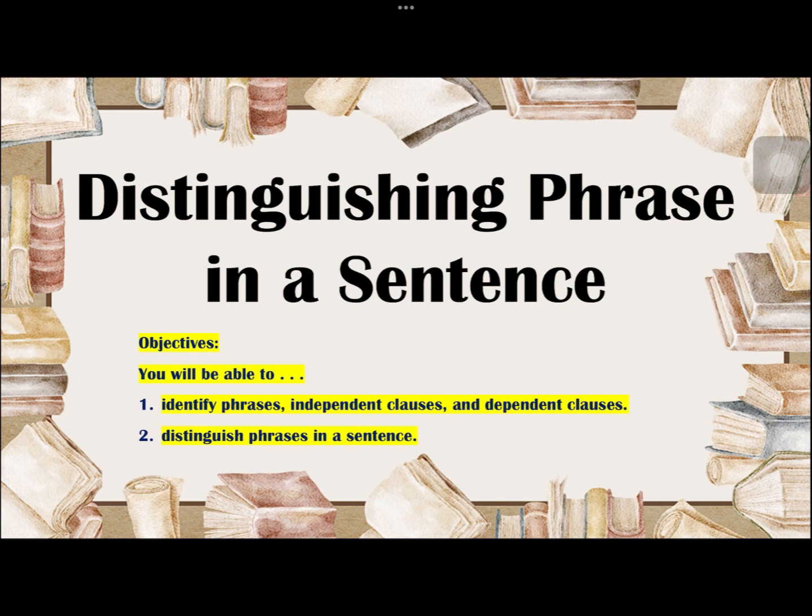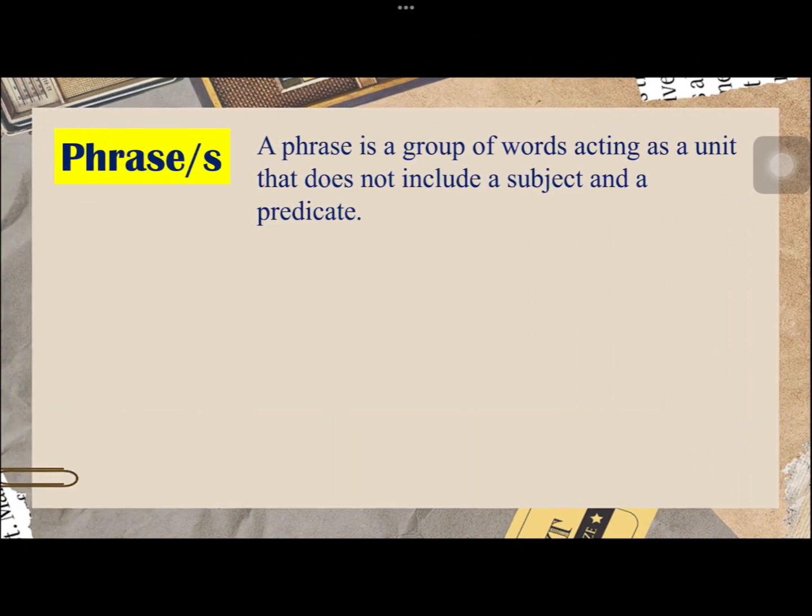First, identify phrases, independent clauses, and dependent clauses. Lastly, distinguish phrases in a sentence. So it's not only about phrases but also clauses. This time, let's define phrase or phrases. A phrase is a group of words acting as a unit that does not include a subject and a predicate.